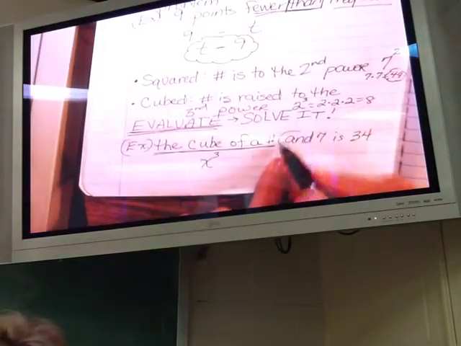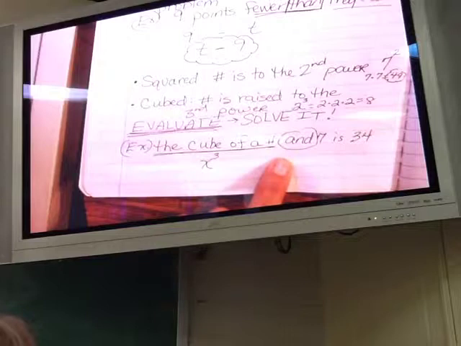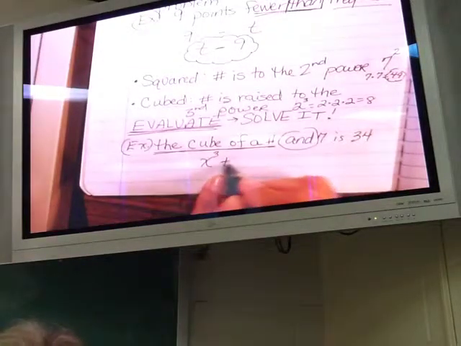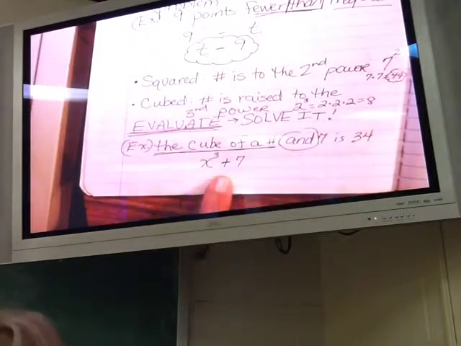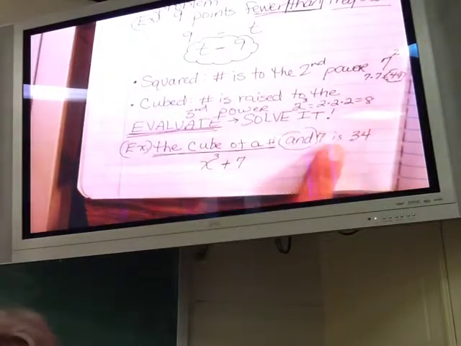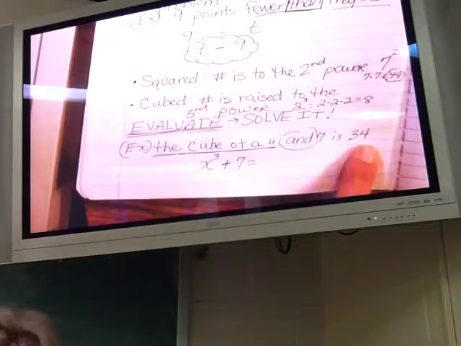Now, the word and represent what operation in math? Adding. What are you adding? 7. So, the word is means equal. Equals. And it equals 34.